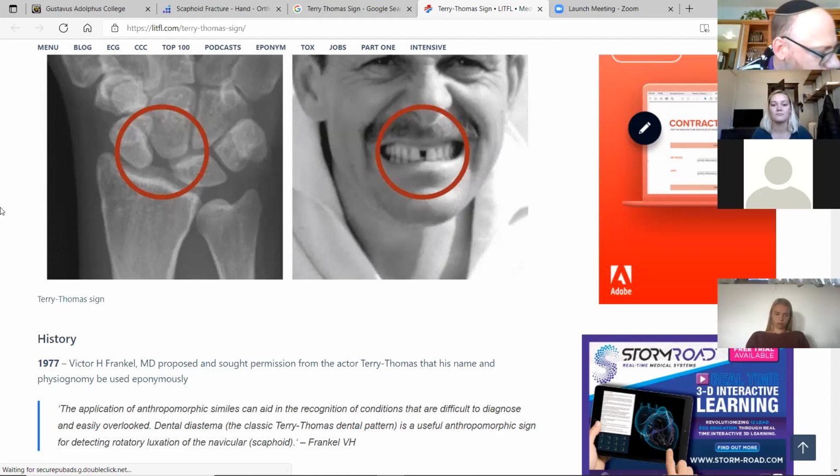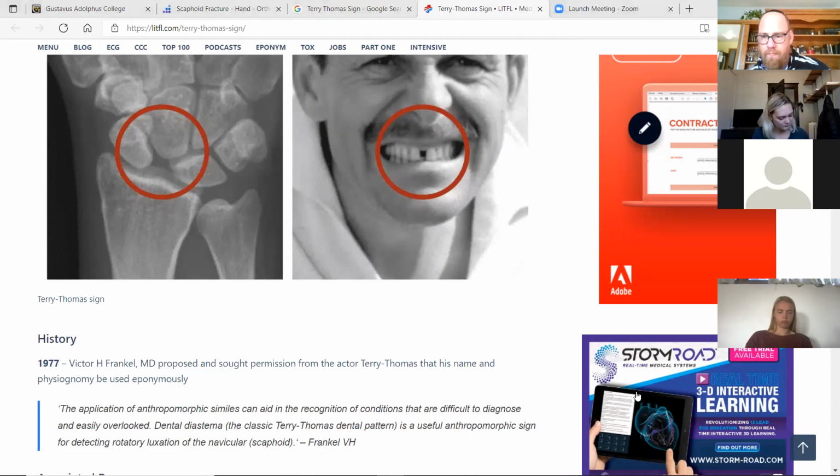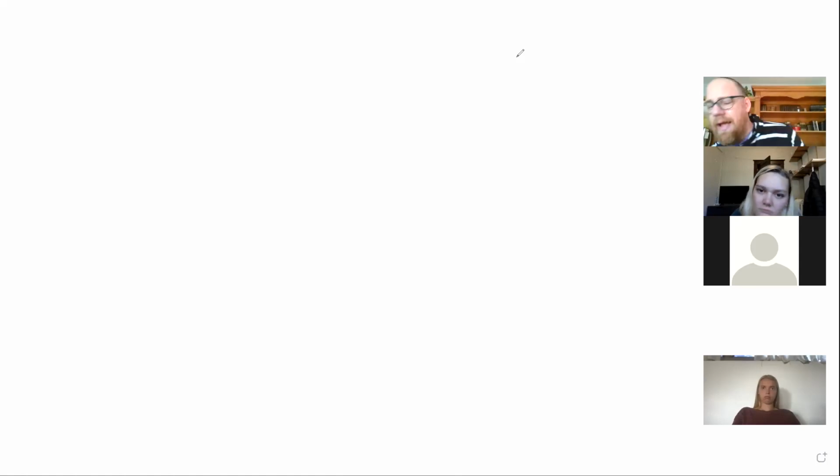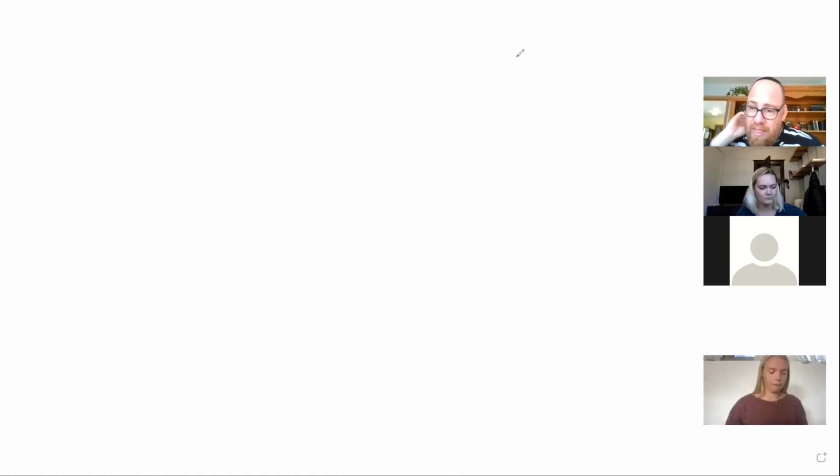Now we've already talked about and we know that the wrist is more stable generally in what direction? Flexion. Less stable in extension, right? Now here's the deal. If I have a high energy fall injury, it's also possible that it may not be just my scaphoid or my lunate that's involved. I can have other carpal bones injured with a hyperextension, high energy injury.